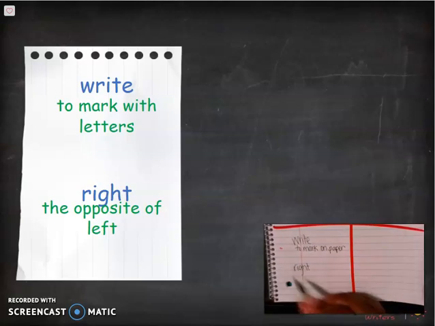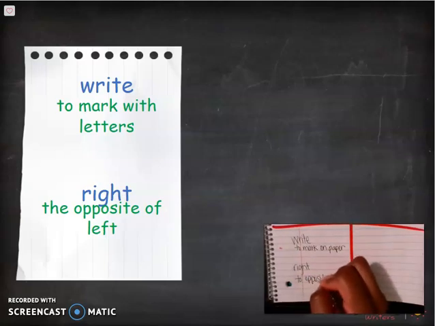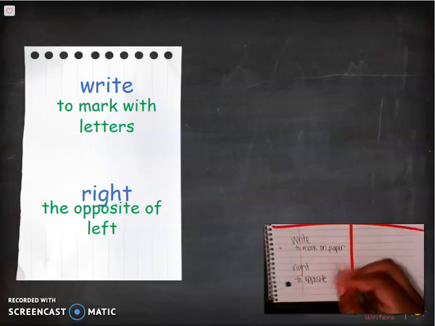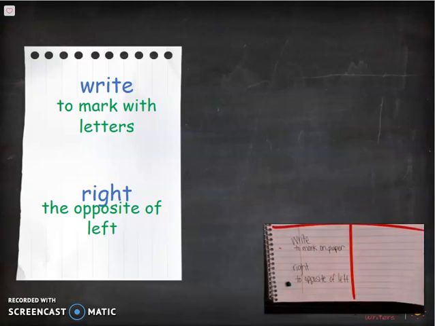And then this one at the bottom, right, is like the opposite of left. You can make a right turn, or use your right arm, and they are different. Okay?